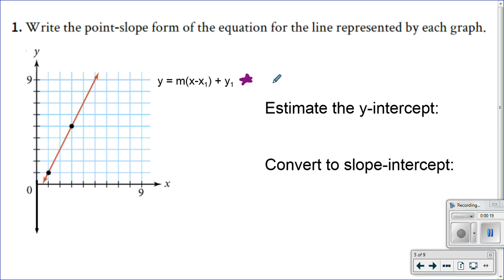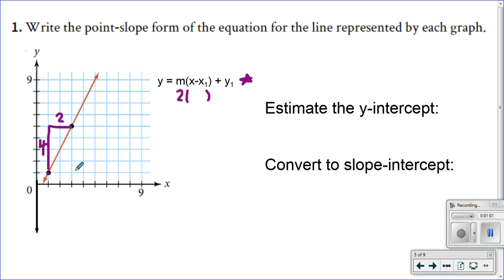So right here we have y equals m, or slope, times x minus x sub 1 plus y sub 1. And this y sub 1 could be at the beginning here, and that's okay as well. So let's take a look at our graph and how we're going to write this equation. First of all, I have 2 points, so I can find my slope with these 2 points. I have 1, 2, 3, 4 as my rise, and 1, 2 as my run. So slope is rise over run, so I have 4 over 2, which simplifies to 2.